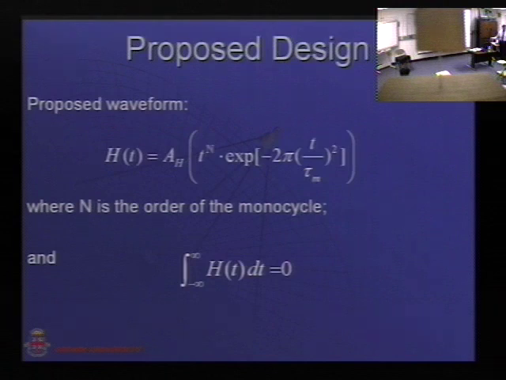What we propose is called, the waveform is a high order monocycle. High order because this n can take an order a little higher than only 0 and 2. And the integration of this transmitted waveform, the average, should always be 0, because we know that for antenna transmission, you need to make sure the DC is always 0.